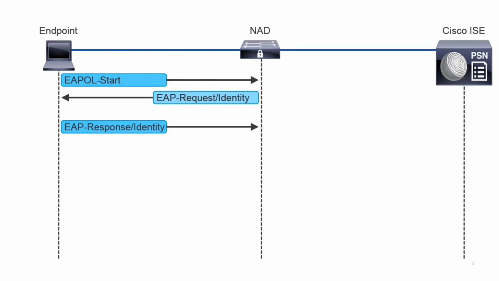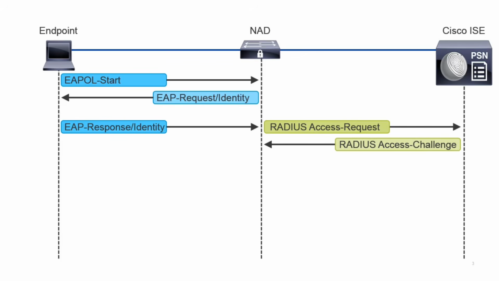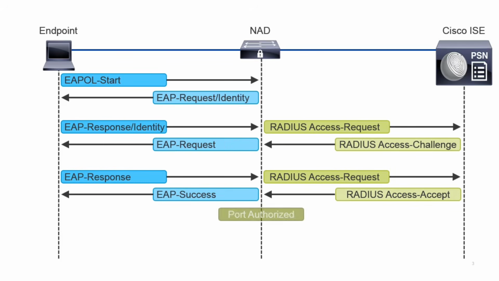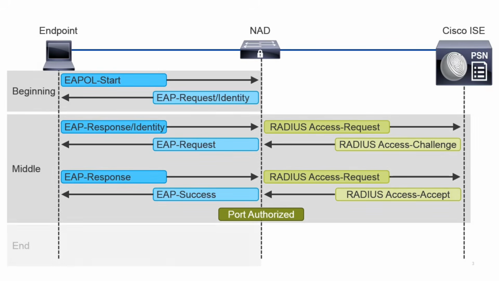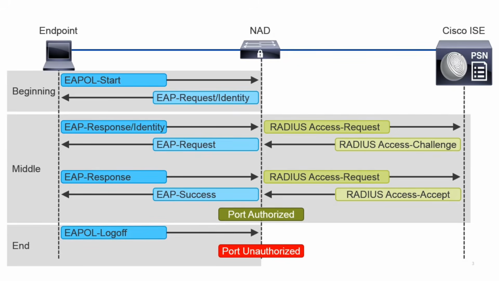It harvests the identity information from this 802.1X EAP packet, creates a RADIUS access request, and sends it to the Cisco ISE RADIUS server. Some challenge and response frames go back and forth, and if the credentials are correct, the port is authorized. The specific exchange of EAP frames varies based on the authentication method you choose to deploy. The figure is intended to depict the three phases of the 802.1X authentication process: the beginning, the middle, and the end, when the endpoint logs off and the port becomes unauthorized.